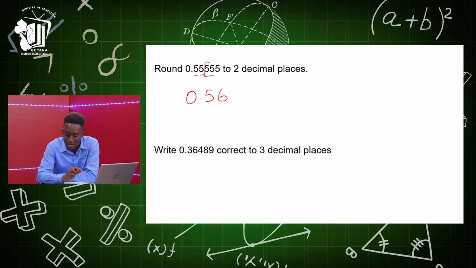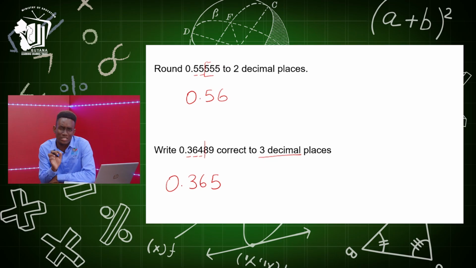So let's look at the last question. The question says, write 0.36489 correct to 3 decimal places. In this case, we're talking about 3 decimal places, so we need 3 digits after the point. So we count 1, 2, 3, and then we look at the next number, which would be 8. Of course, 8 is 5 or more, so we add 1 to the previous one. So this would be 0.365, correct to 3 decimal places.